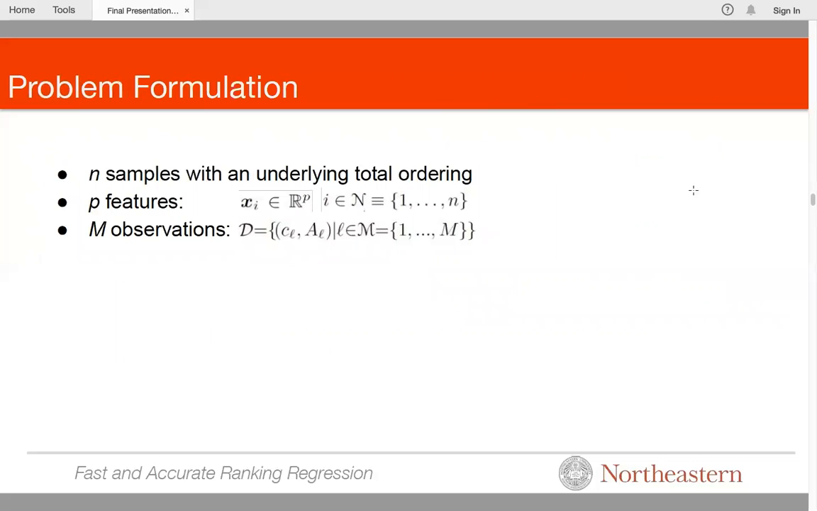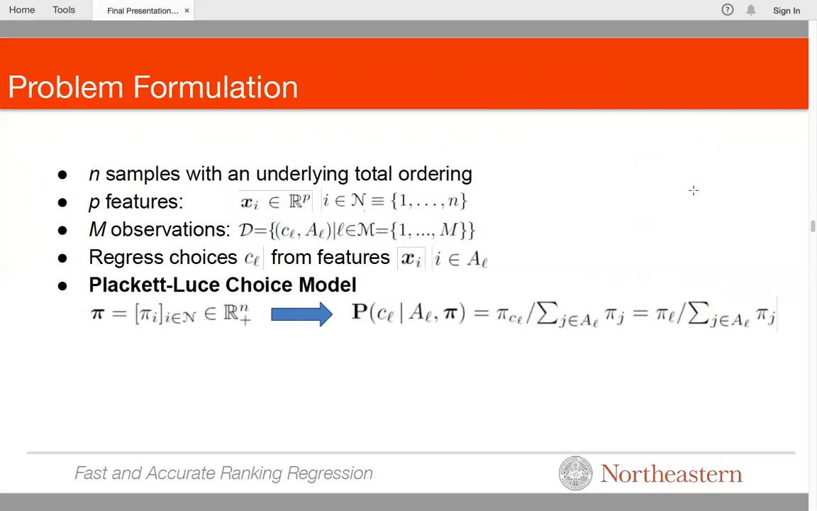We assume that we have a data set of n samples where there is an underlying total ordering that we want to learn. Each sample is associated with p features that are denoted by x. A labeler of this data set acts as a noisy oracle. Given a subset of samples from the data set denoted by A_l, she chooses the top sample that she prefers as c_l. Here l is the index of observations, and we have n such observations. Our aim is to learn such choices c_l from the features of the samples x_i that are in A_l.